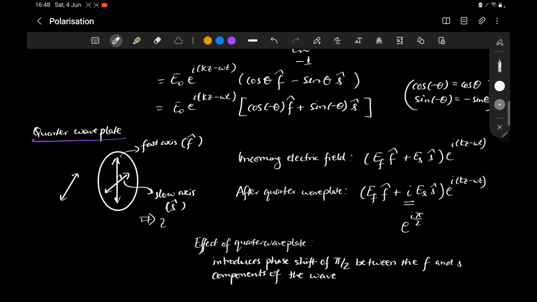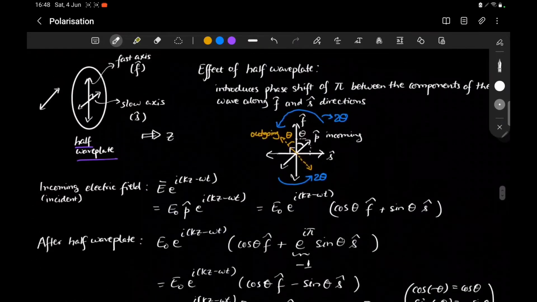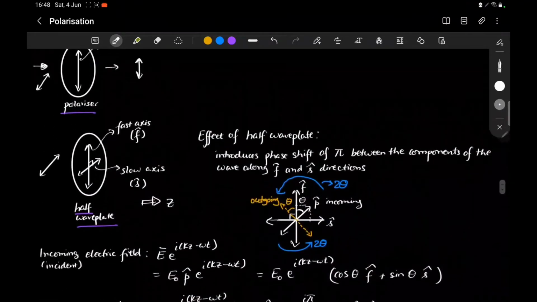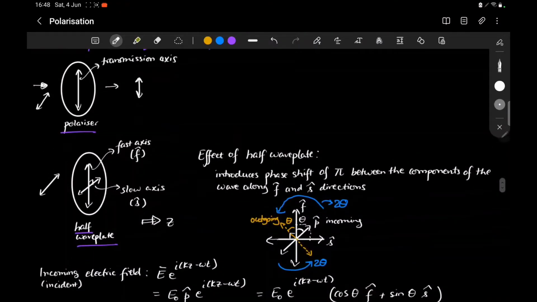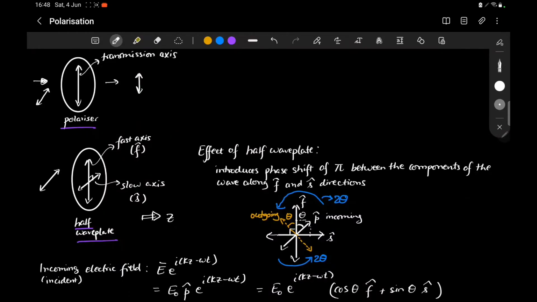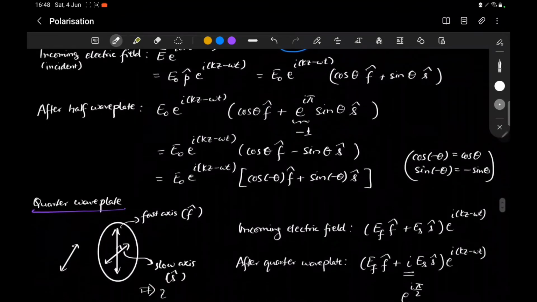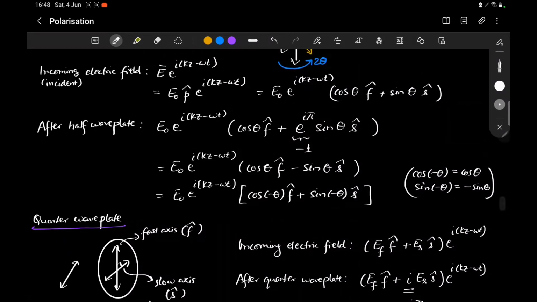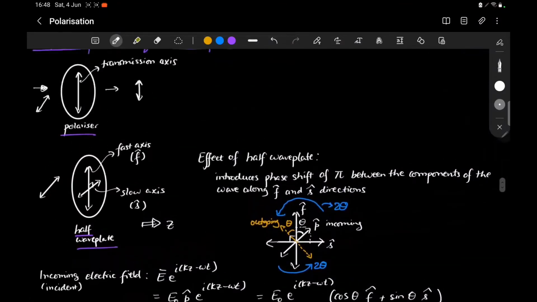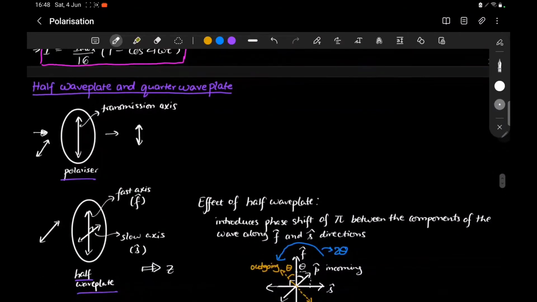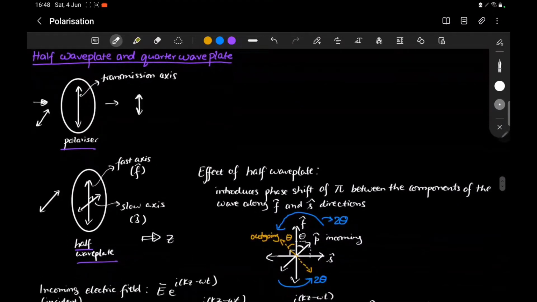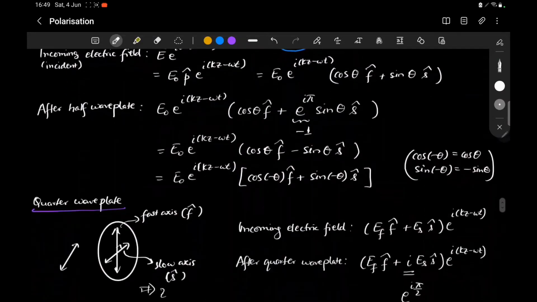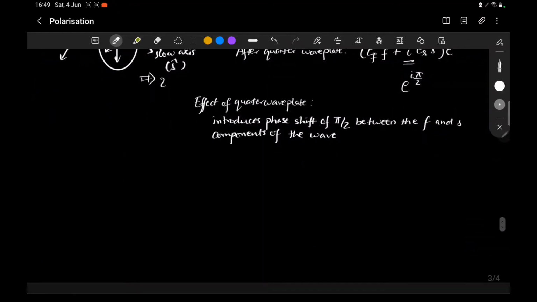So as the name suggests, half wave plate introduces phase shift of pi between the two components along the fast and slow axes, and quarter wave plate introduces phase shift of pi by 2 between the components along the fast and the slow axes. So this was about how half and quarter wave plates work, and we had already seen the role of polarizer in the previous videos. So now let us look at the question that we need to solve.